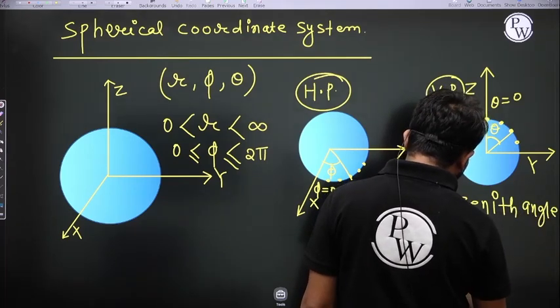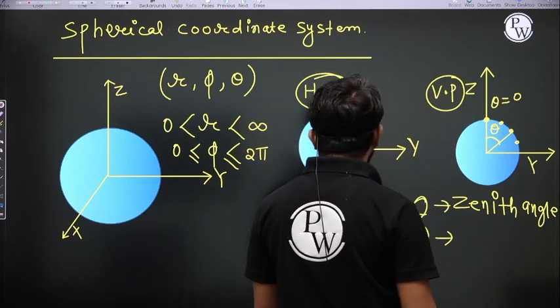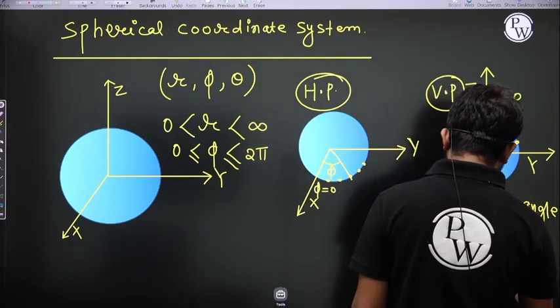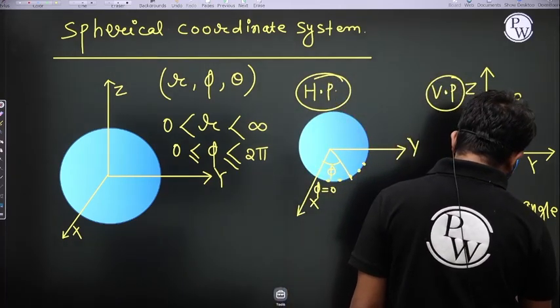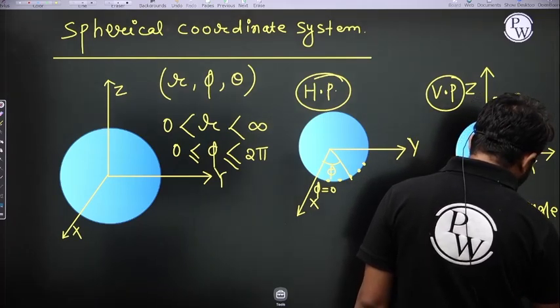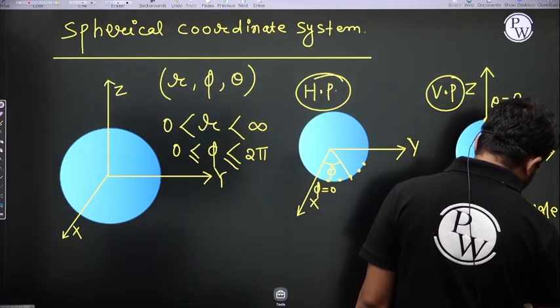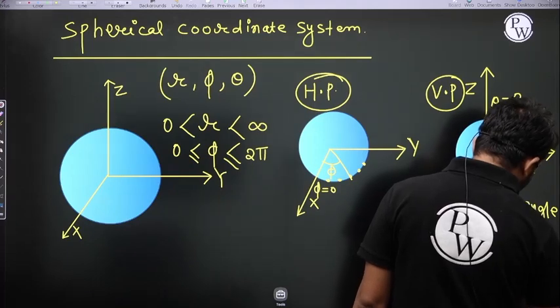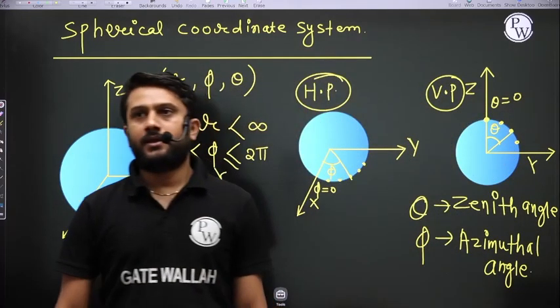And this phi, the angle in the horizontal plane, is called the azimuthal angle. Azimuthal angle. Is it clear?